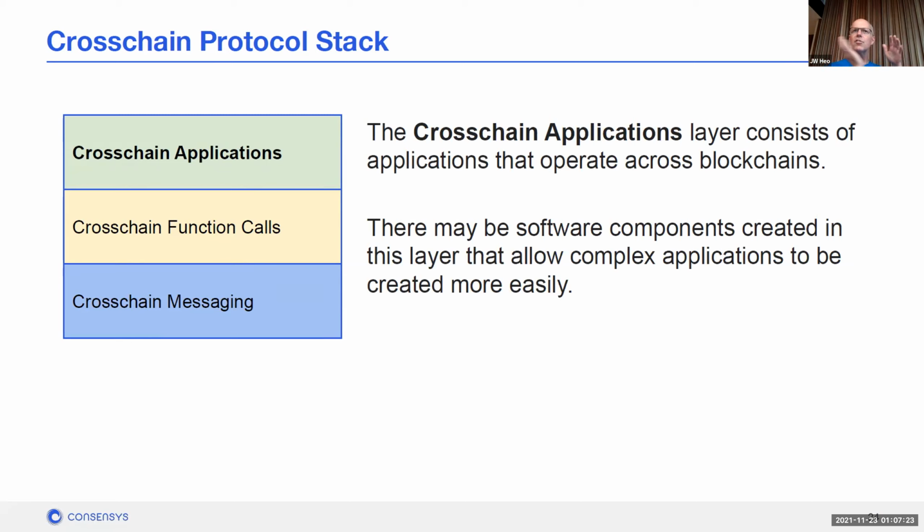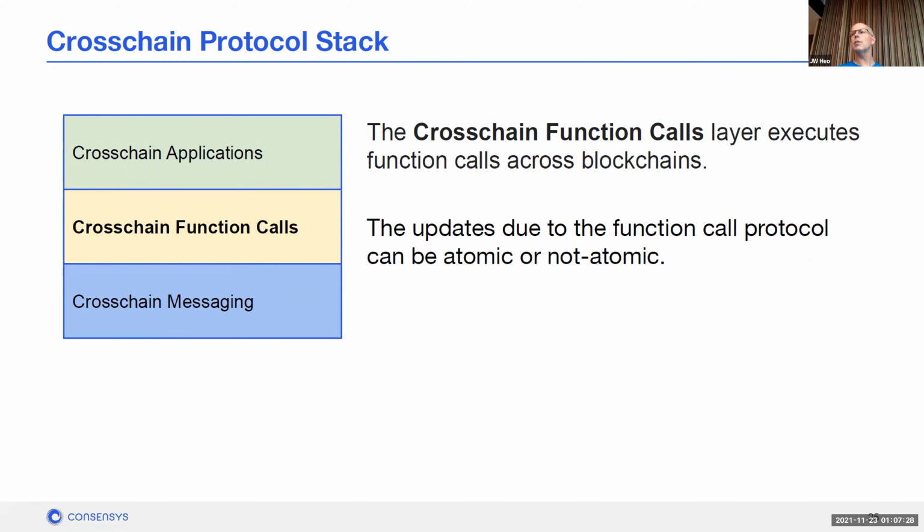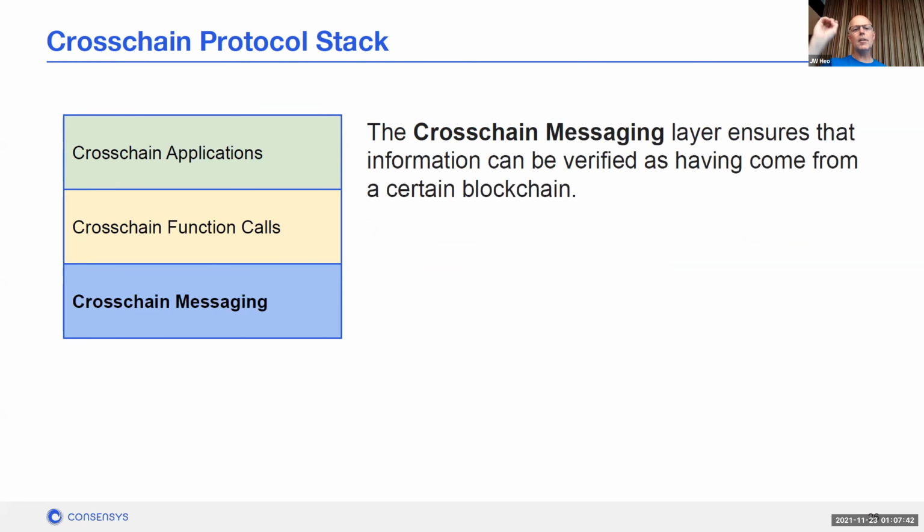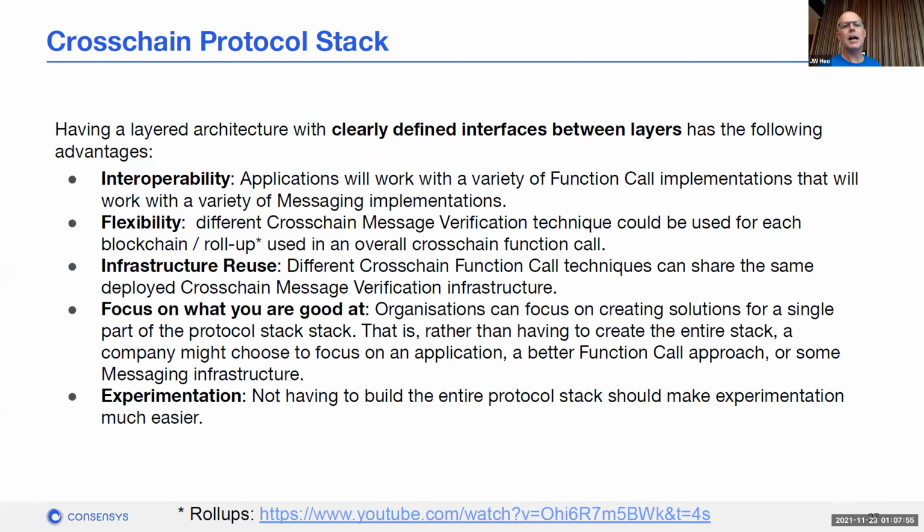And so that's separate software components, and they're designed to use the function call layer. And the function call layer executes functions across blockchains. So you can actually call a function that's on a remote blockchain and get results back. And then the messaging layer is used by the function call layer to ensure that you can trust information from a remote blockchain. And so the idea is to have these 3 separated layers of the stack. And having that, with these clearly defined interfaces, gives you interoperability.